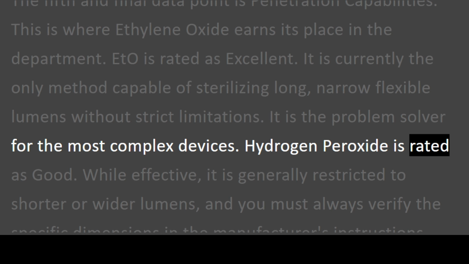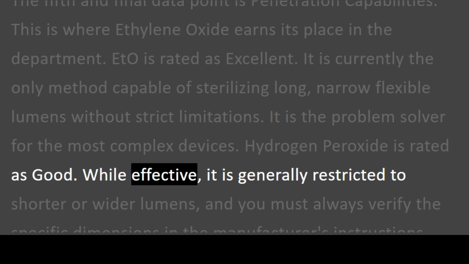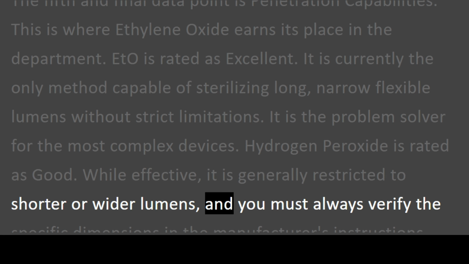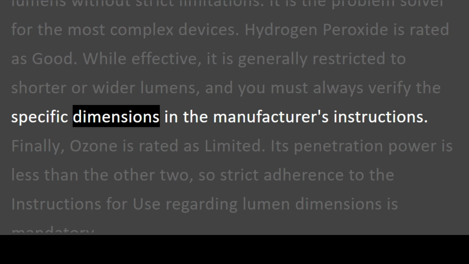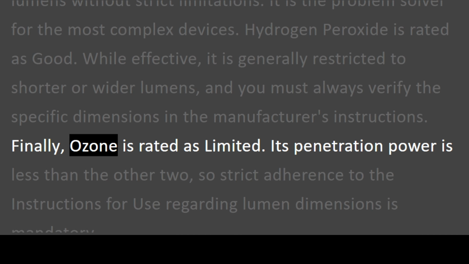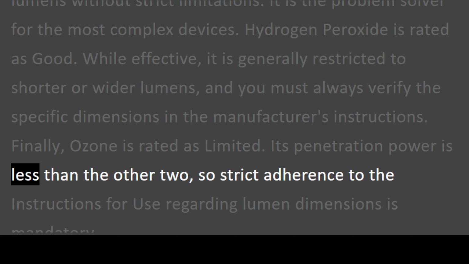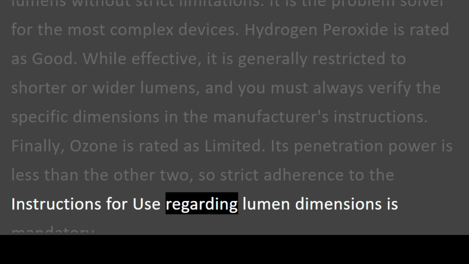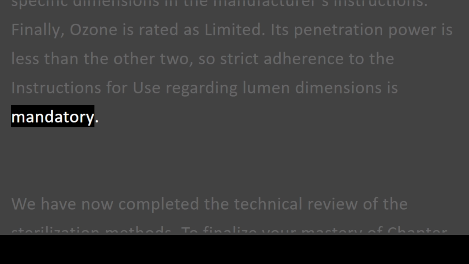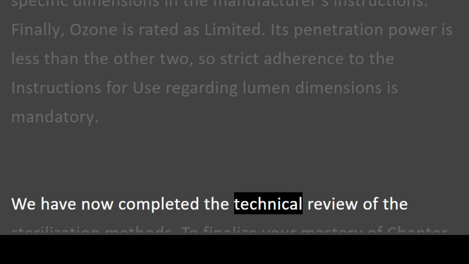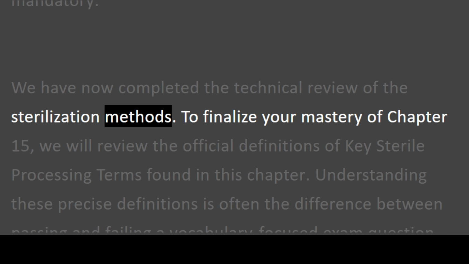Hydrogen peroxide is rated as good. While effective, it is generally restricted to shorter or wider lumens, and you must always verify the specific dimensions in the manufacturer's instructions. Finally, ozone is rated as limited. Its penetration power is less than the other two, so strict adherence to the instructions for use regarding lumen dimensions is mandatory. We have now completed the technical review of the sterilization methods.